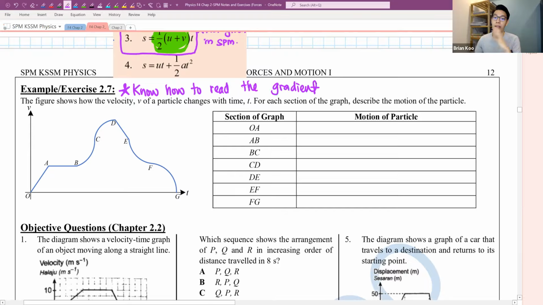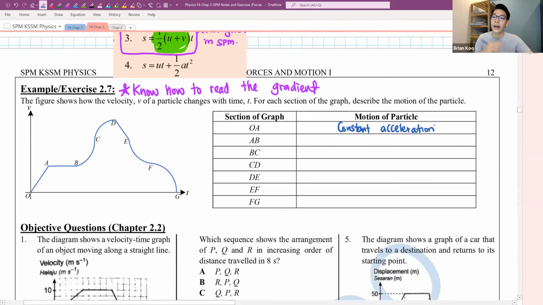Okay, to understand the gradient of each type of line. For example, from O to A, the first section of this graph, the velocity is increasing. The line is a straight line like that. Okay, this is called what? Constant acceleration. Correct? Velocity increase, constant acceleration.